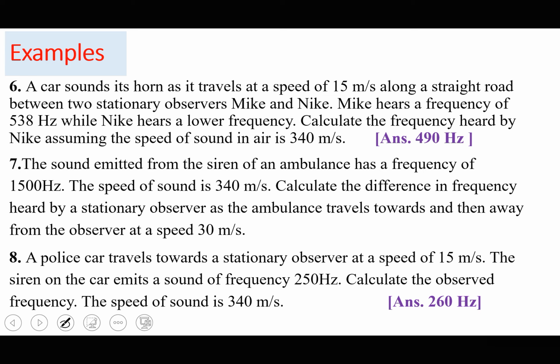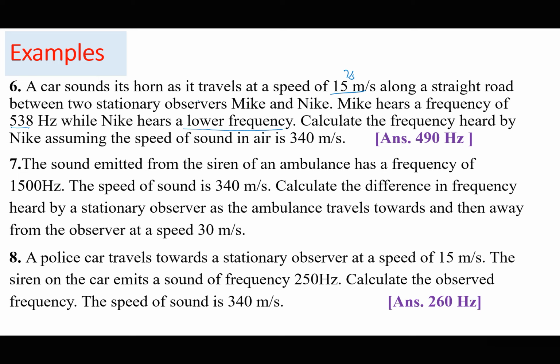A car sounds its horn as it travels at speed 15 meters per second. So this is the speed of the source, Vs or Us. Along a straight road between two stationary observers, Mike and Nick. Mike hears a frequency of 538 Hz, while Nick hears a lower frequency. So what does that mean? Most likely the car is moving away from Nick towards Mike.